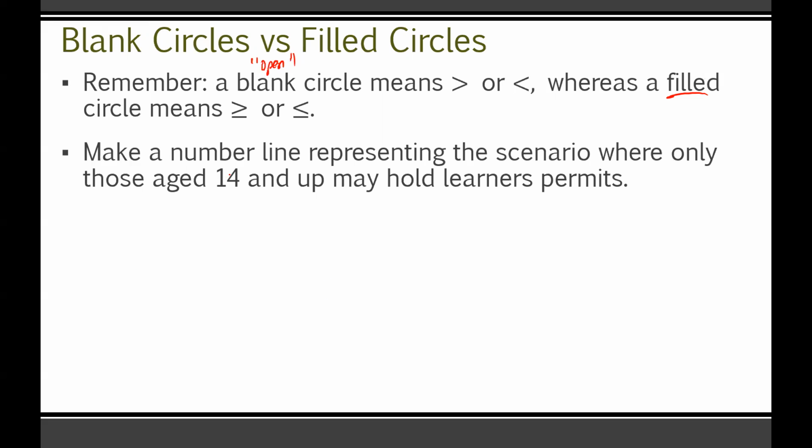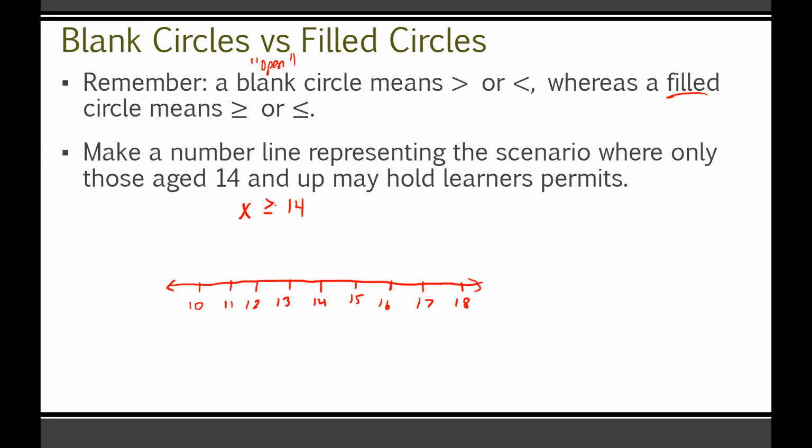All right, so I'll go over this. Those who are aged 14 and up may hold learner's permits. That basically just means x, where x represents someone's age, must be greater than or equal to 14 in order to hold a learner's permit, right? So if you're going to make a number line about this, draw your number line right there, put 13, the focus age, right in the center, and then we can do 15, 16, 17, 18, and so on. And then, of course, below that, we've got 13 and 12, 11, 10, and I'll stop there.